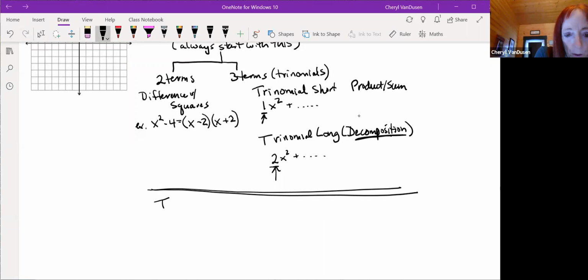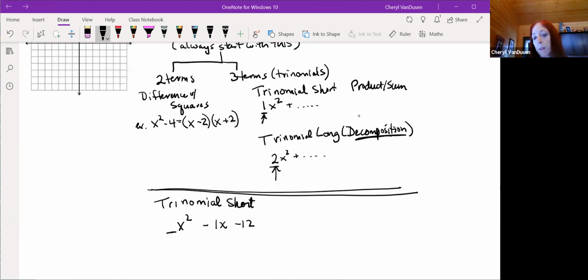Okay, so this is a question that would qualify as a trinomial short. We're going to factor x squared minus 1x minus 12. And the reason we know it's a trinomial short is because there's no number in front of the x squared. We're assuming there's a 1 there. Now, hopefully you've seen this. I'm pretty sure this is probably the method that you've been shown, is that you use a product sum chart.